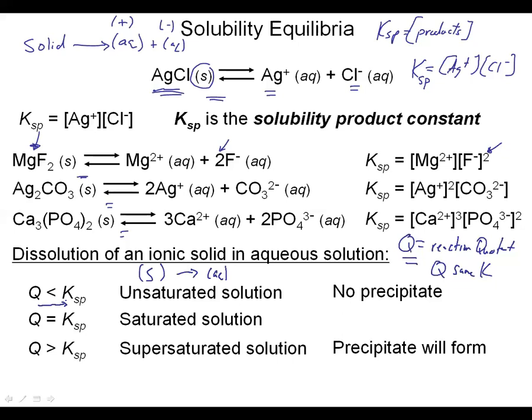Now, if you calculate Q and it does equal the Ksp value, then you have a saturated solution at that point. And a saturated solution is, as you hopefully know, the point where you've hit exactly, at that temperature, because solubility is based on temperature, the maximum amount of solute that will dissolve in a solution.